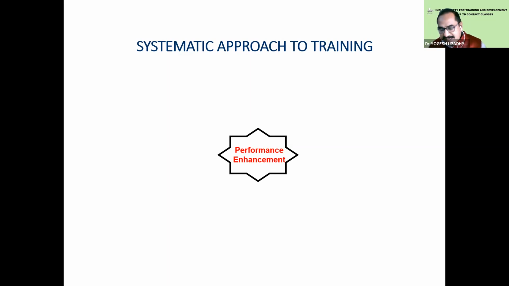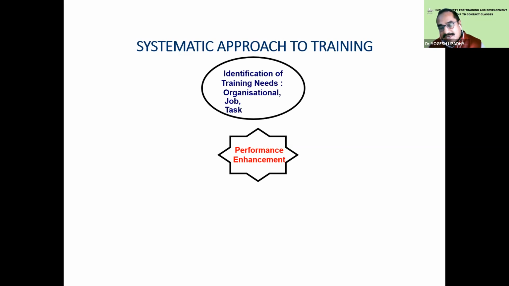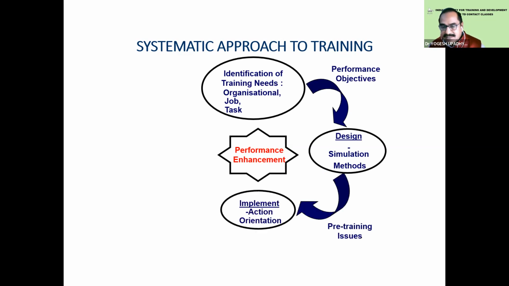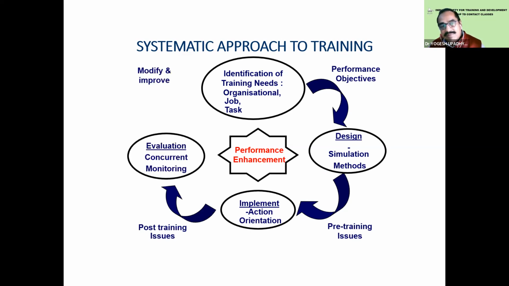For enhancement of performance, we carry out training need identification, where we carry out organizational analysis, job analysis and task analysis, and then we design. Then we implement, deliver, and carry out evaluation. It is a circular motion. This is the process you have to keep in mind, and everything is related. For designing, we can have some implementation activity, like pre-training, during training, and post-training.